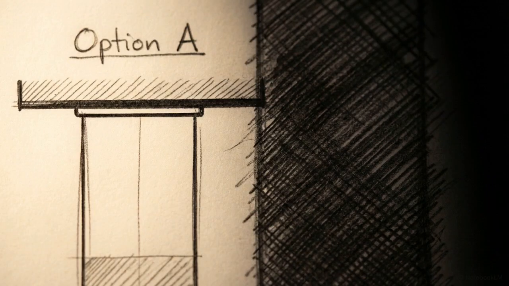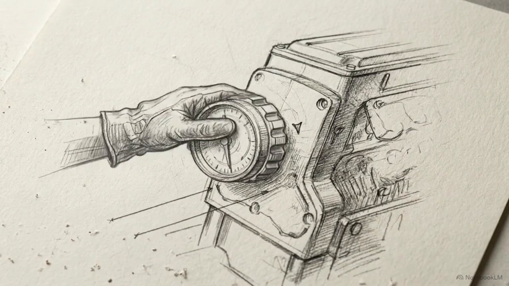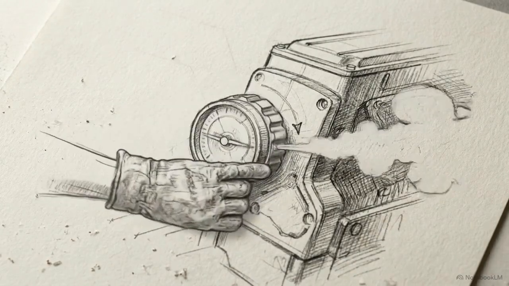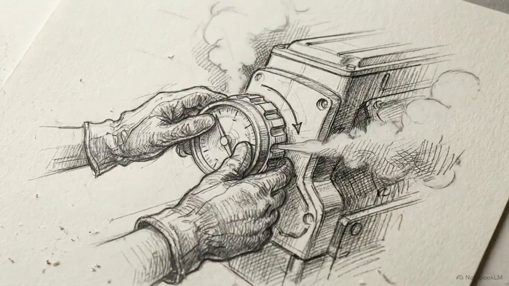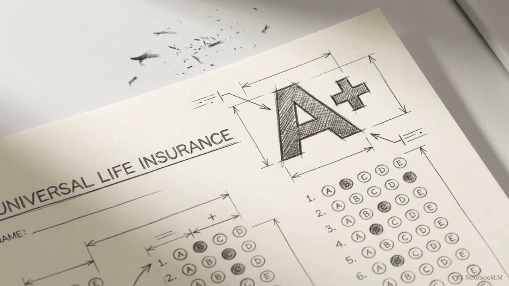Option A is a level death benefit, where the beneficiary receives only the face amount. Option B is an increasing death benefit, where the beneficiary receives the face amount plus the accumulated cash value. Universal life gives the policy owner immense control over their financial destiny, but it demands absolute responsibility to keep the engine running. That balance is exactly why it is the ultimate test of a producer's knowledge.